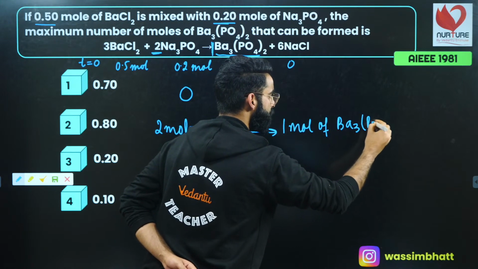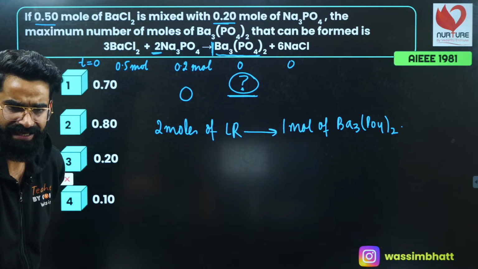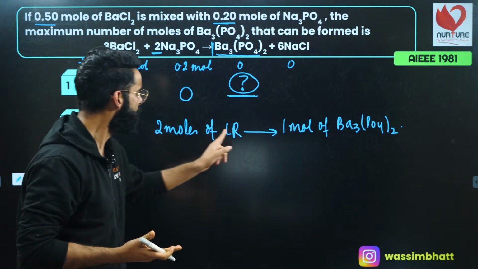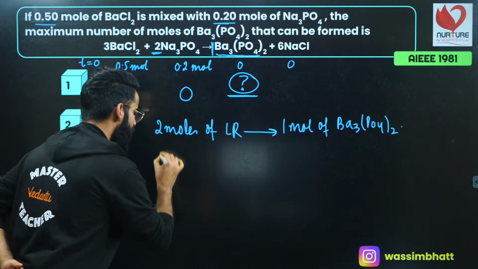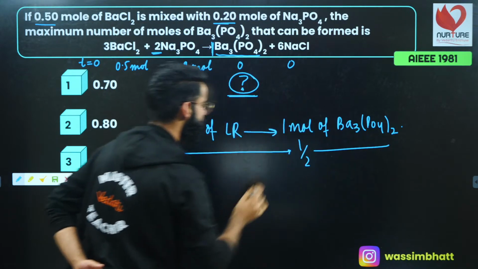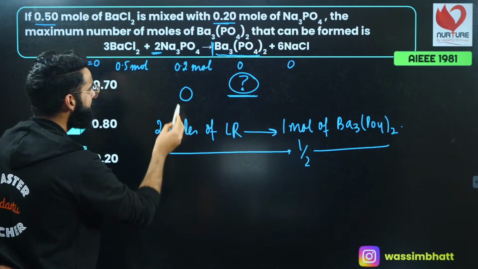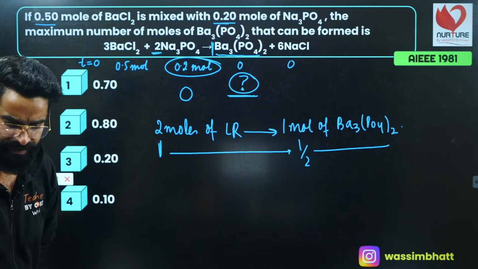1 mole of Ba3(PO4)2, correct? Yes, I can say it. As per the limiting reagent, I can clearly say 2 moles of limiting reagent gives 1 mole of Ba3(PO4)2. Can I say 1 mole of limiting reagent gives 1 divided by 2 moles of this substance, right? But do I have 1 mole of limiting reagent, or did I have 0.2 moles of limiting reagent?